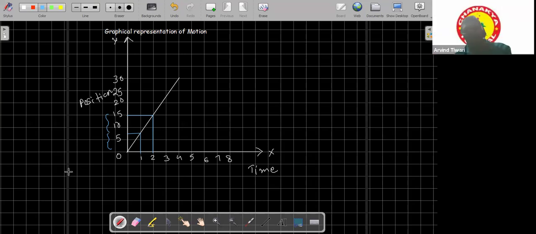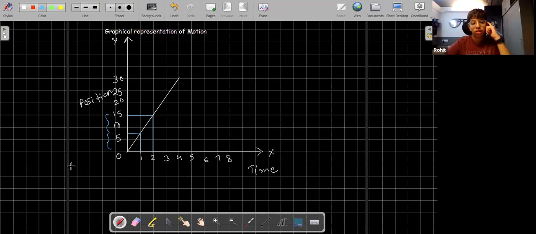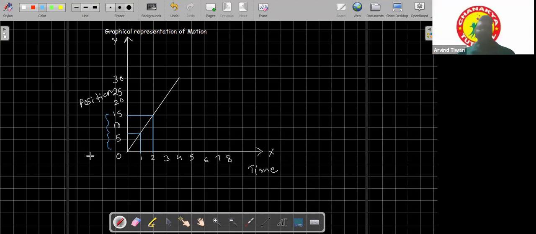Do not get confused with the things. Just start from the basic fundamentals. See what we are going to measure, everything I will be clarifying.